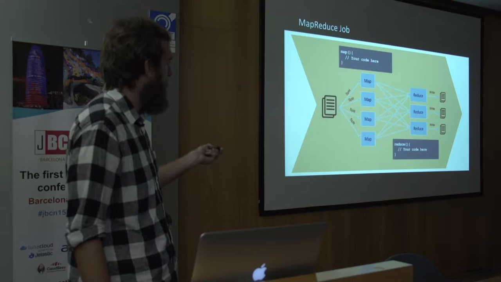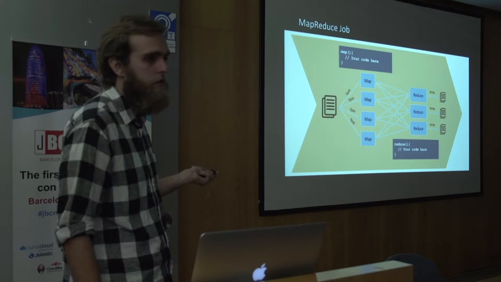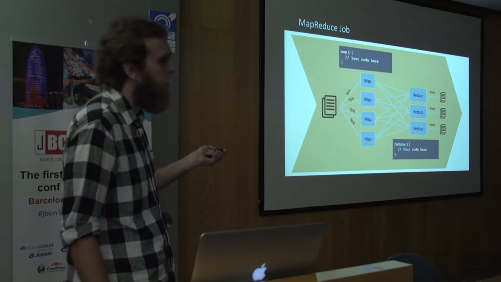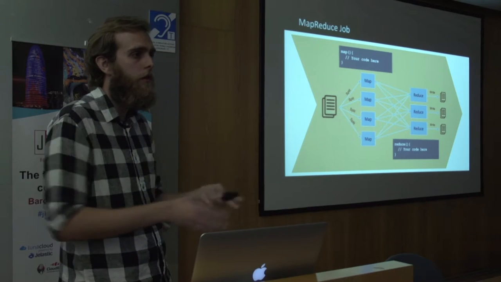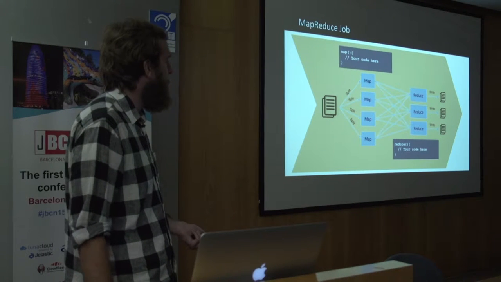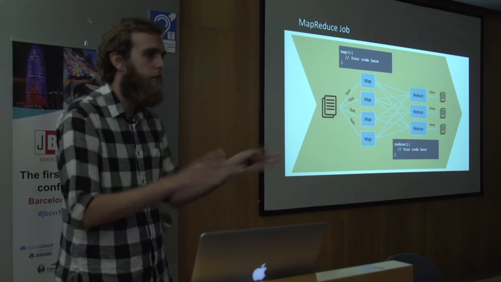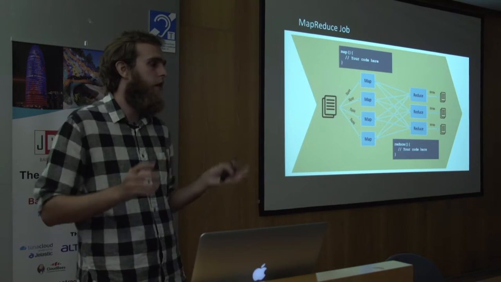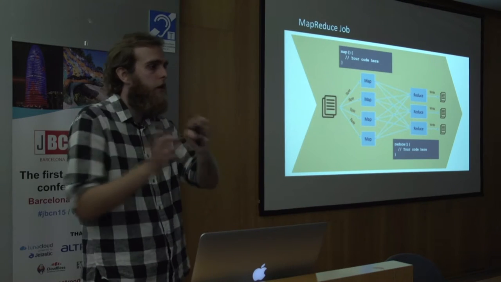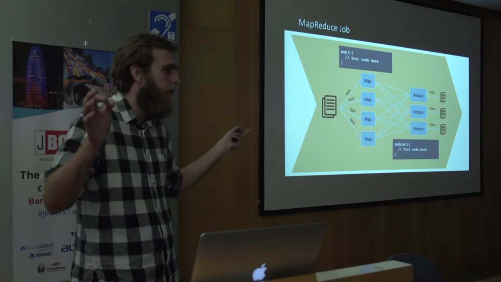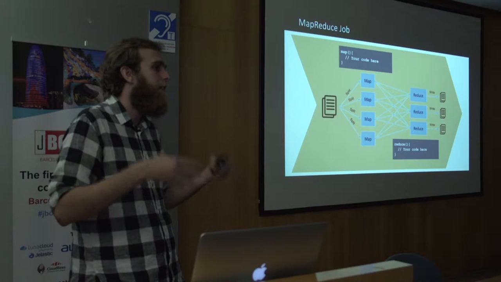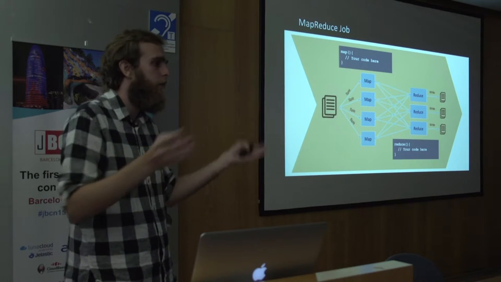As you can see, here we have four maps, and we have chosen to have three reduces. We can choose the number of reduces of our MapReduce job. So each one of these boxes can be distributed and can be executed on any machine separately. So it's computed in a distributed way.